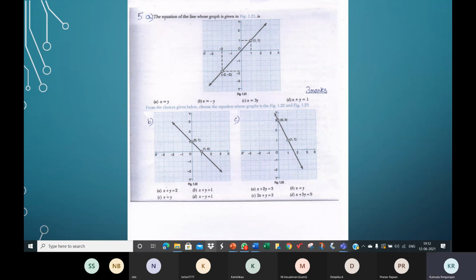So let's see the answers again, children. For the first one, which is the correct option? X is equal to y, ma'am. X is equal to y is the correct option for the first one. For the second one, it is x plus y is equal to 1. For the third one, 2x plus y is equal to 3. All right.